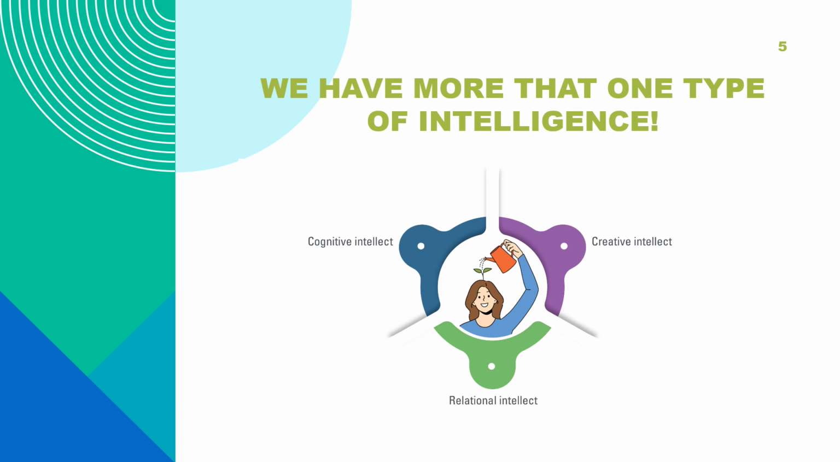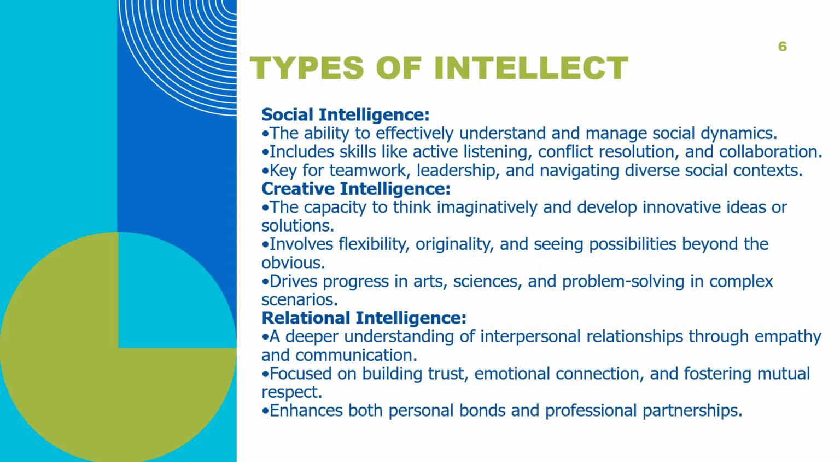Teachers, it is important to remember that intelligence does not reside in one spot in the brain, leading to three general categories of IQ. There are many different theories, however, for this presentation, the critical point is that we have more than one intelligence. This has been broken down into three types of intellect, including social and the ability to effectively understand and manage social dynamics. It includes skills like active listening, conflict resolution, and collaboration.